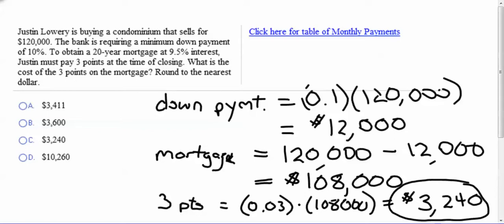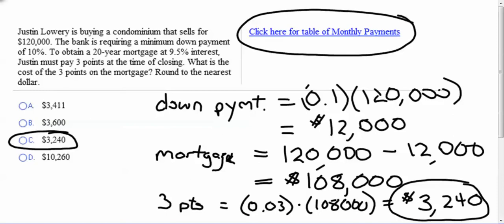So the points will cost him $3,240, which is C. So in addition to his down payment of $12,000, he'll have to pay $3,240 to get that lower interest rate of 9.5%. And again, if he did not pay those points, then his interest rate would not necessarily be 3% higher, yet it would be higher than 9.5%, possibly 10.5%, 11%, 11.5% interest, which would then increase his monthly mortgage payment. And even though they gave you the table for the monthly payments, you did not need that table to do this problem.